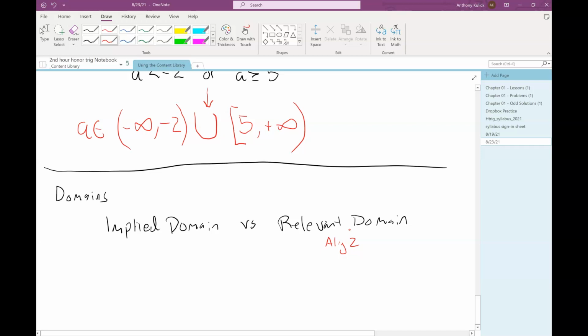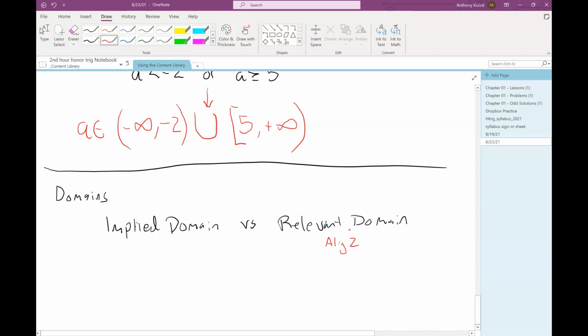An implied domain is based on the context of the question. So if you just have a purely symbolic question like, what's the domain for the square root of x minus 5? The implied domain is all real numbers. There's nothing about the problem stated that would preclude any numbers. The relevant domain would be what you actually would have found in your Algebra 2 class. So the relevant domain is always a subset or equal to the implied domain, but it's never bigger.